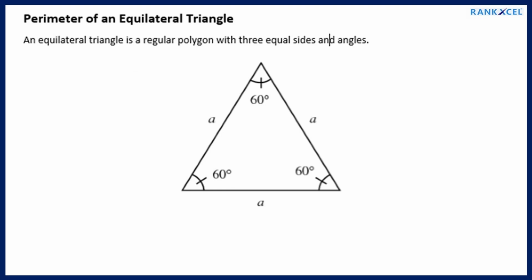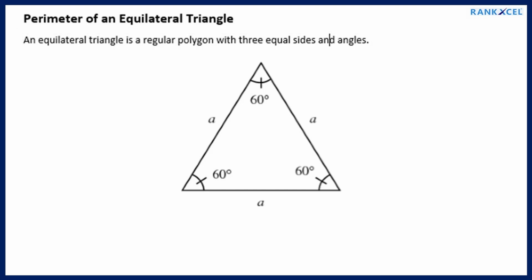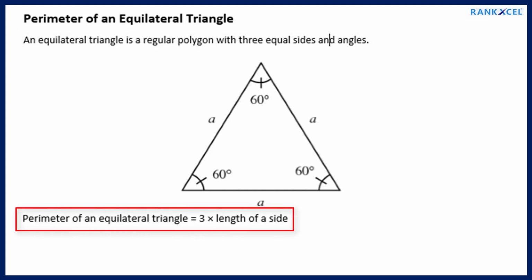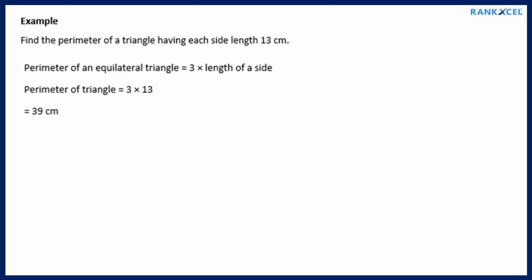Perimeter of an equilateral triangle. An equilateral triangle is a regular polygon with 3 equal sides and angles. Perimeter of an equilateral triangle equals 3 times length of its side. Example. Find the perimeter of a triangle having each side length 13 centimeters. Solution. Perimeter of an equilateral triangle equals 3 times length of a side. Perimeter of triangle equals 3 times 13 equals 39 centimeters.